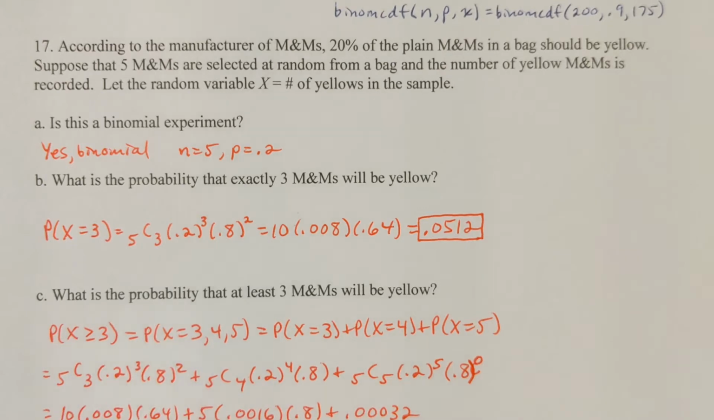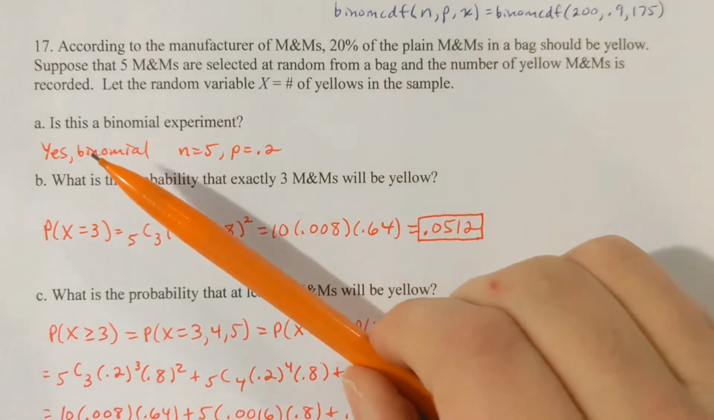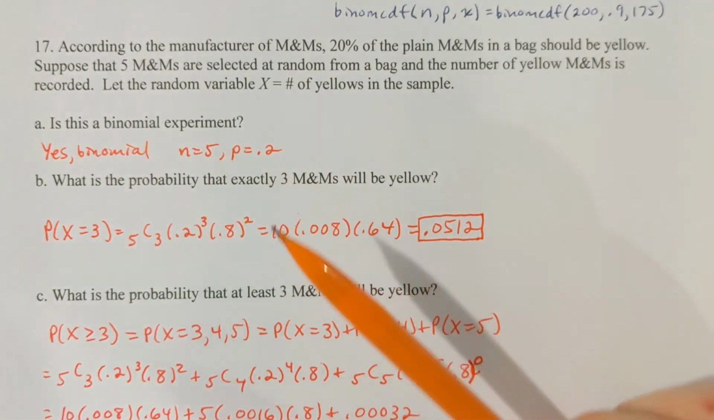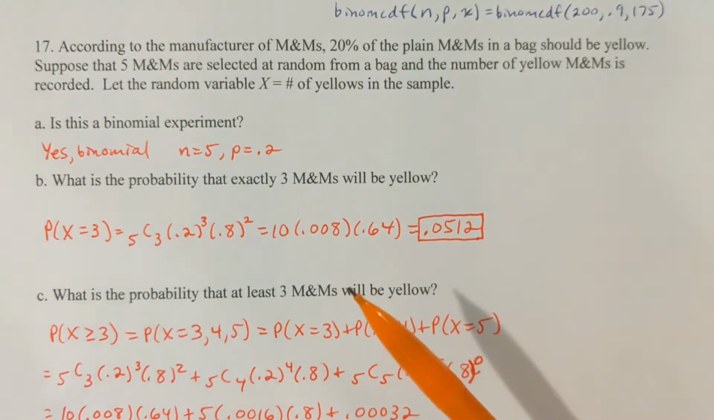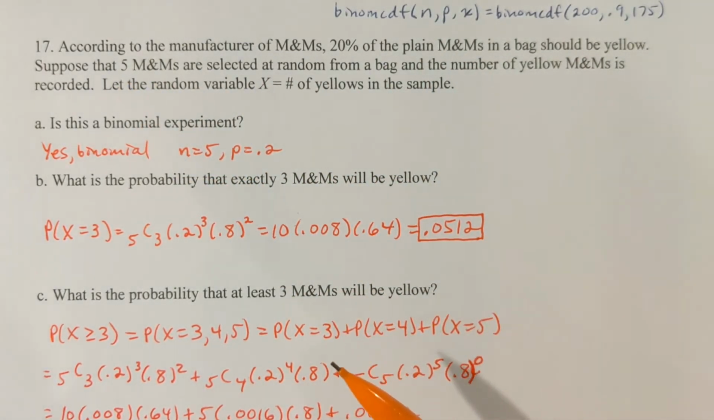Suppose that 5 M&Ms are randomly selected from a bag and the number of yellows is recorded. Let the random variable x represent the number of yellows in the sample. Okay, this would be a binomial experiment since the 4 conditions would be satisfied. n is 5. Remember, n is usually just the sample size. We would have independent events, because just because you get a yellow M&M on the first selection, that has no effect over the next M&M being yellow.